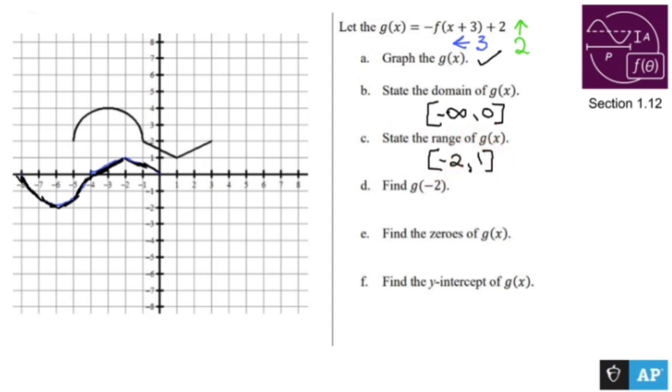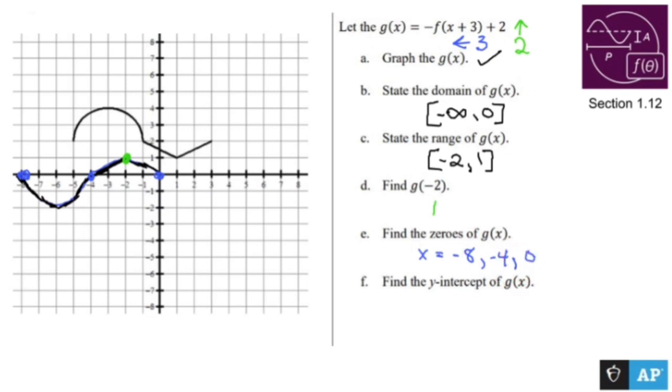Find g of negative 2. That means go to negative 2 and see where my g of negative 2 lives, and that appears to line up with regular 1. Find the zeros of g of x. Well, the zeros of g of x seem to be right here, and right here. So that's where my graph, my new graph, crosses the x-axis. So that would be at negative 8, negative 4, and 0.